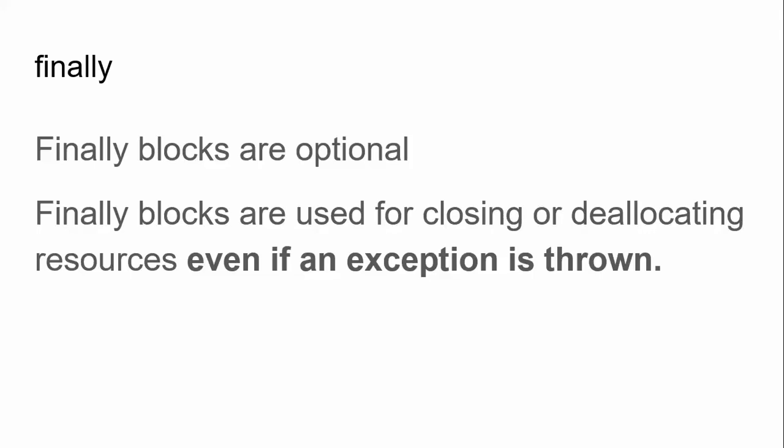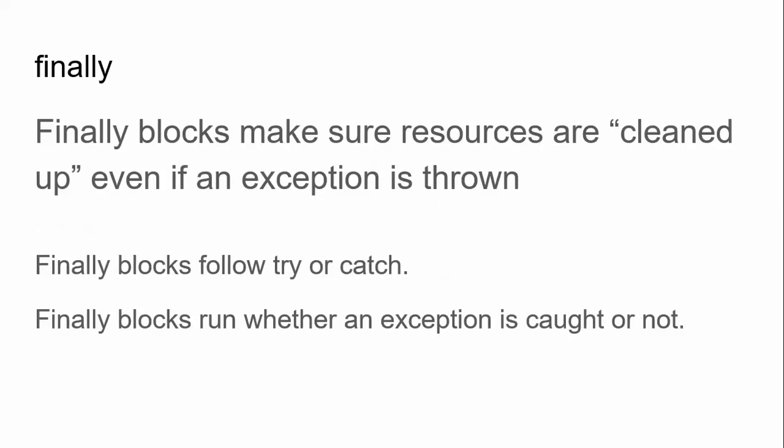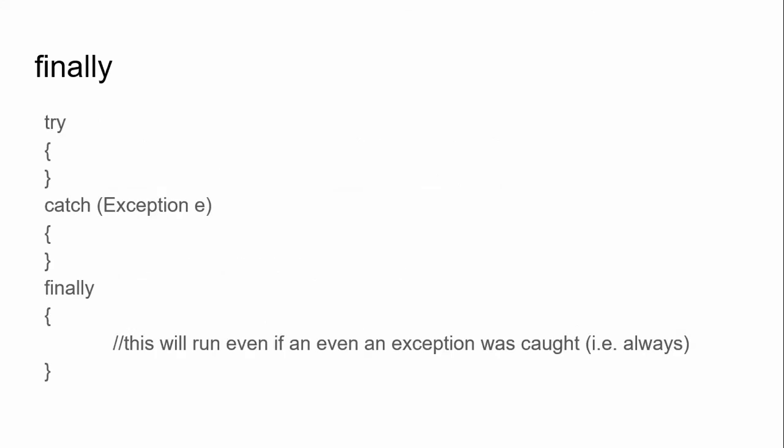So it's a way of saying, I want to try to do this. If it blows up, I absolutely need to close my resources, and then I want to throw an exception, or I want to catch an exception. So let's take a look at the finally block. Again, the purpose of the finally block is to make sure that resources are cleaned up. And here's the syntax for a finally block: try, catch, finally. Now you don't actually have to have the catch. You can just have try, finally, and we'll talk more about that later.